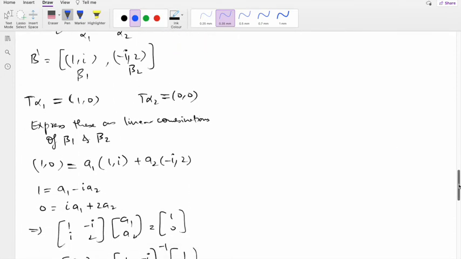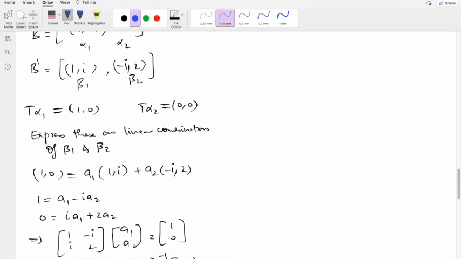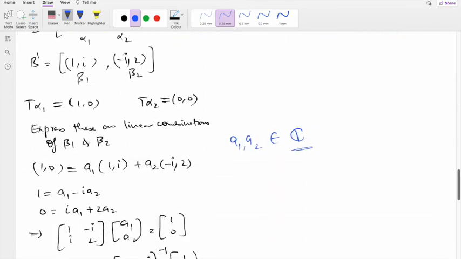So we'll see that 1 comma 0 is some a1 times 1 comma i, plus a2 times minus i comma 2. And the thing is, a1 and a2 belong to C, right? We discussed this: if F is a field, then F^n is a vector space over the same field F. So C is also a field, so C^n is a vector space over the same field of complex numbers. So a1, a2 can be complex numbers here.